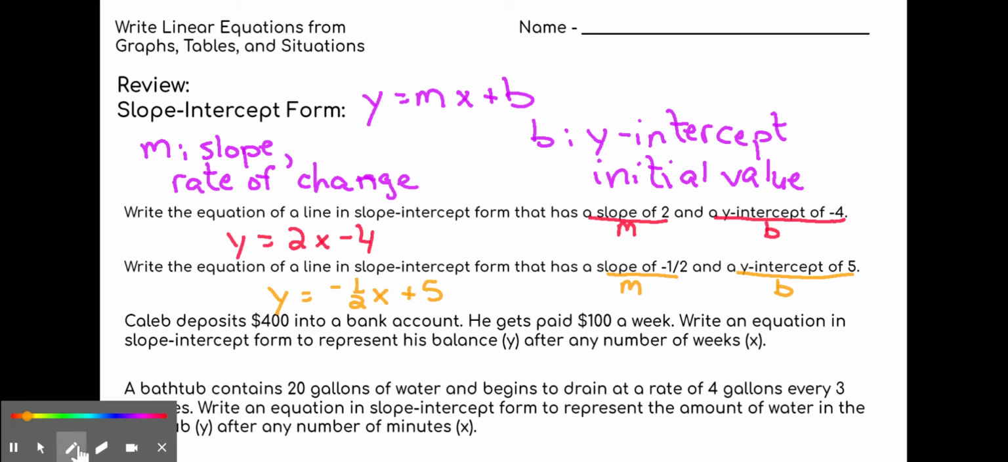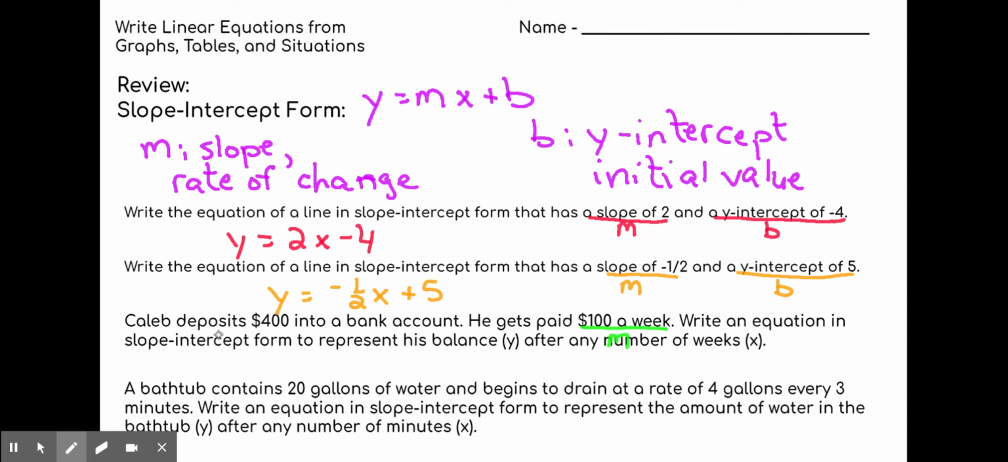Caleb deposits $400 into a bank account. He gets paid $100 a week. Write an equation in slope-intercept form to represent his balance, y, that will be your dependent variable, after any number of weeks. That will be x, or your independent variable. So we're looking for m and b. Well, he gets paid $100 a week. That's $100 per week, right? So that's our clue that that is the rate of change.